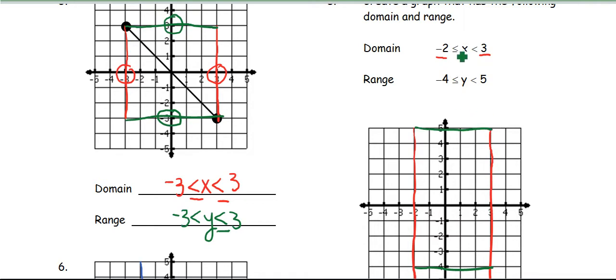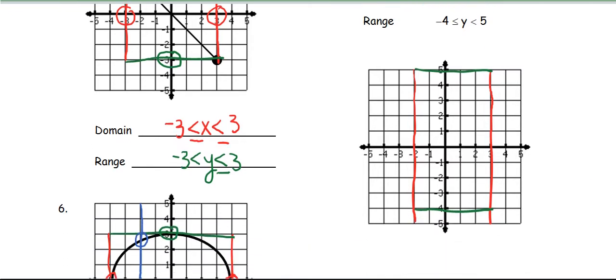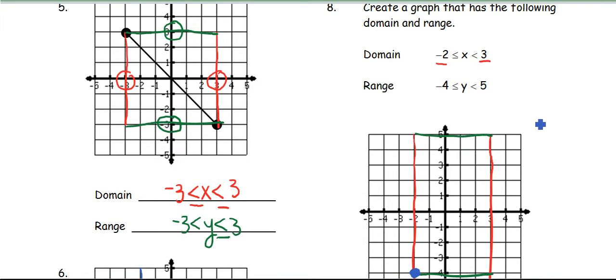All right. It can include -2 and -4. So the easiest thing to do, and I'm going to make this a blue graph, so I can put a solid dot right there because it does include -2 and -4. And it goes over to 3 but does not include 3. And it goes up to 5 but does not include 5. So I would draw right here something like that.